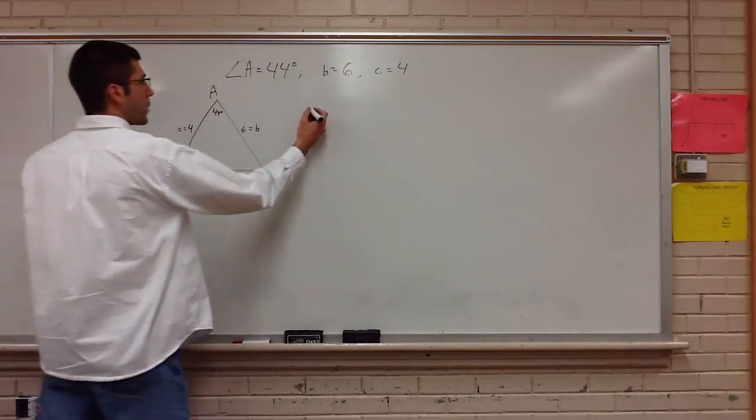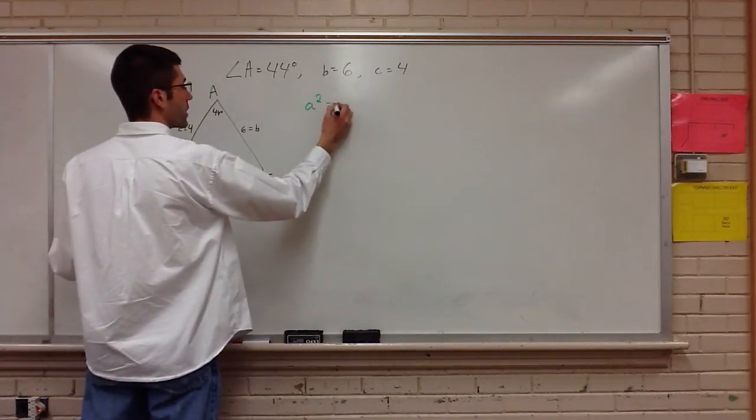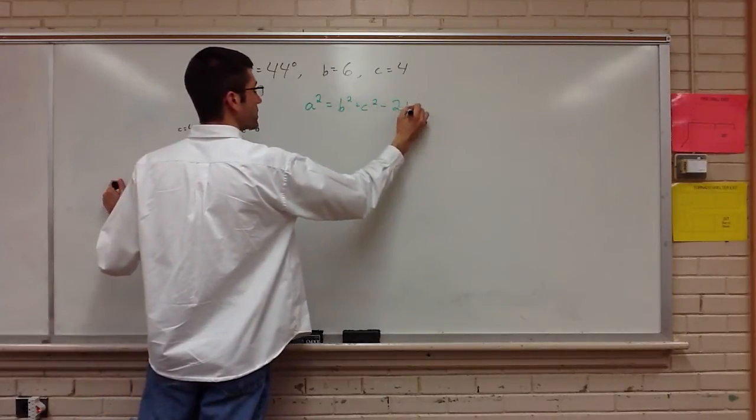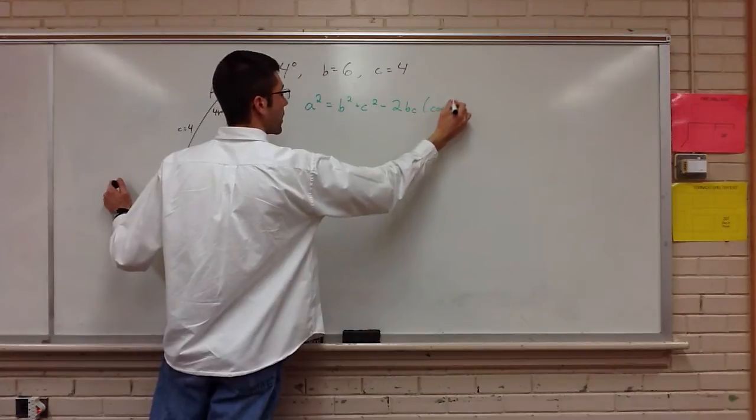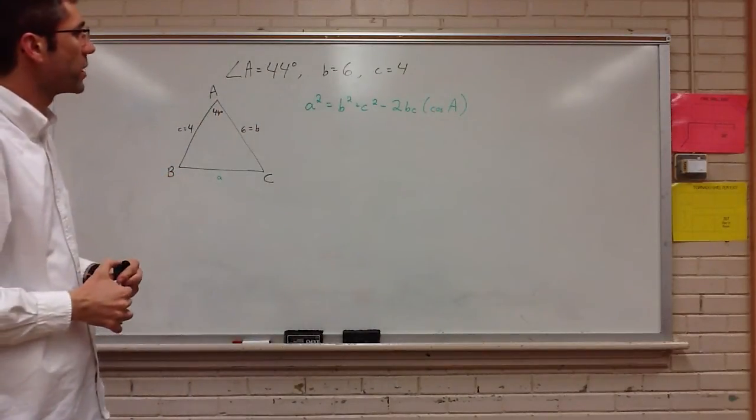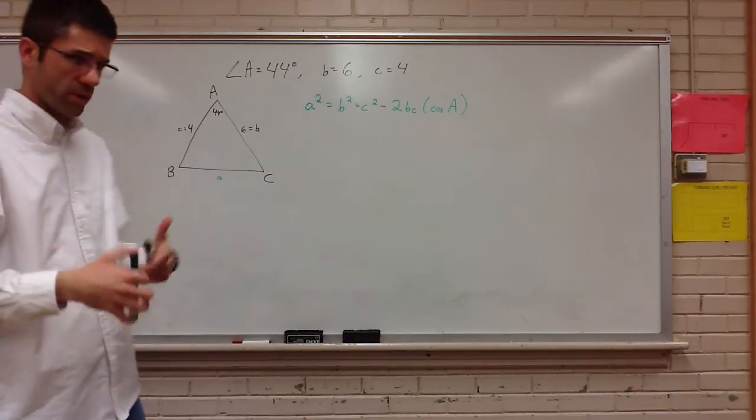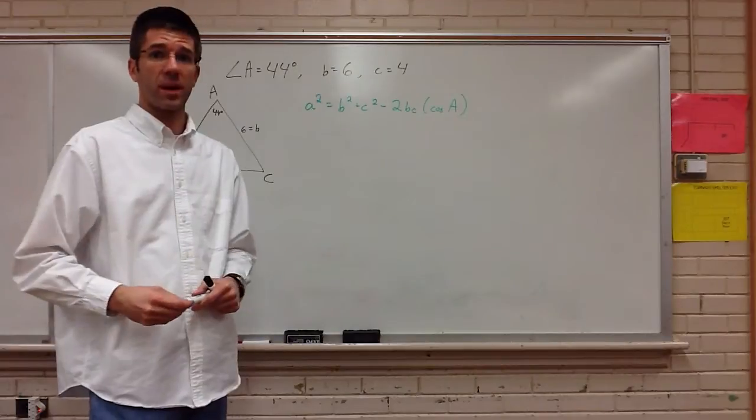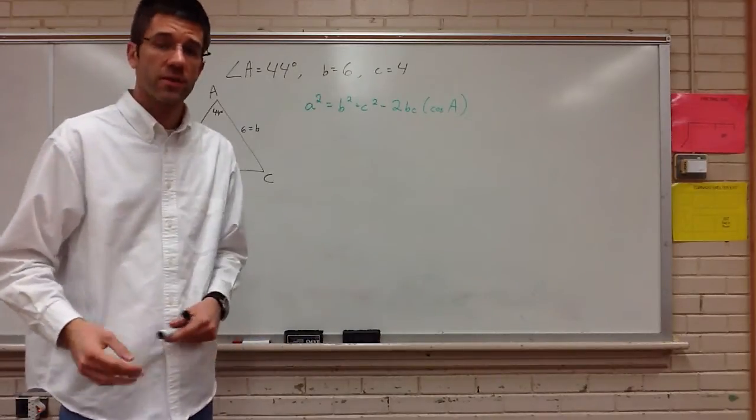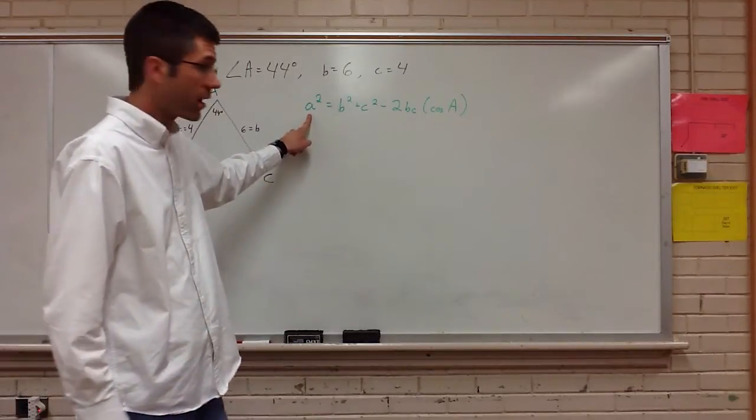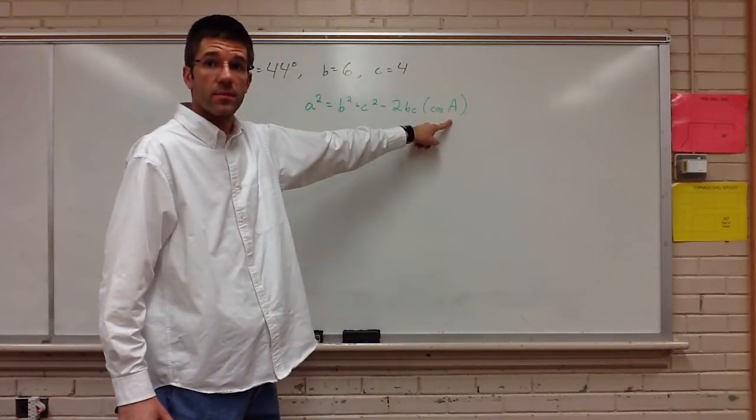Since we're looking for A, we're going to be using this formula. A squared equals B squared plus C squared minus 2BC cosine big A. I'm going to pause here and point you in the direction of the structure of the formula, because hopefully you can memorize this. It looks like a jumbled mess of letters, but it's really not hard to remember. If you have a lowercase a here, you have an uppercase A here.